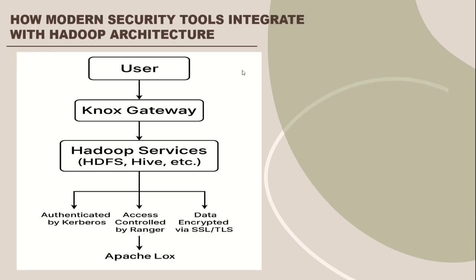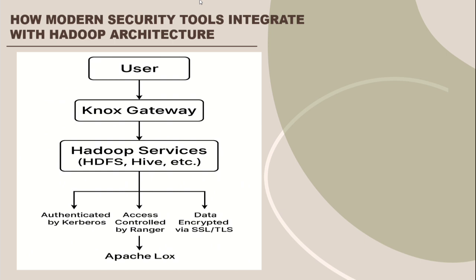Now let's understand how modern security tools integrate with Hadoop architecture using this diagram. As you can see in this diagram, the process starts from the user who wants to access Hadoop service like HDFS or Hive. But before the user can directly connect, the request first goes through the Knox gateway. Knox acts as security gate. It ensures that only authorized users can reach the Hadoop cluster.